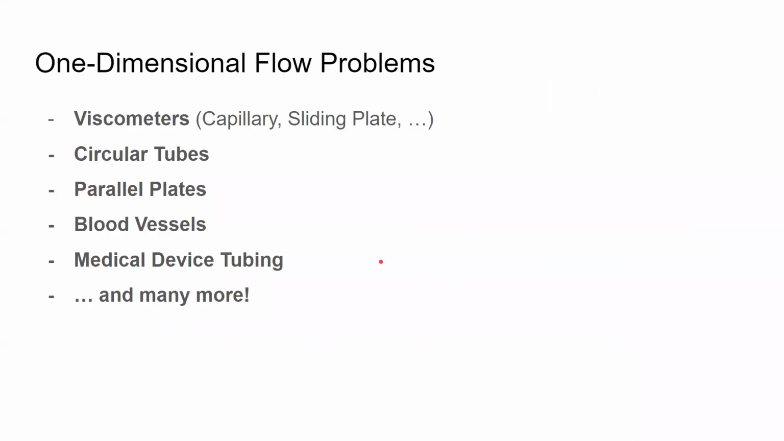And here are some examples of the one-dimensional flow problems that we'll be looking at. We have both rectangular and cylindrical coordinates. We have viscometers over here, some examples being the capillary or the sliding plate. We have circular tubes. We have flow through parallel plates. We have blood vessels modeled as circular tubes. We have medical device tubing and so many more applications.